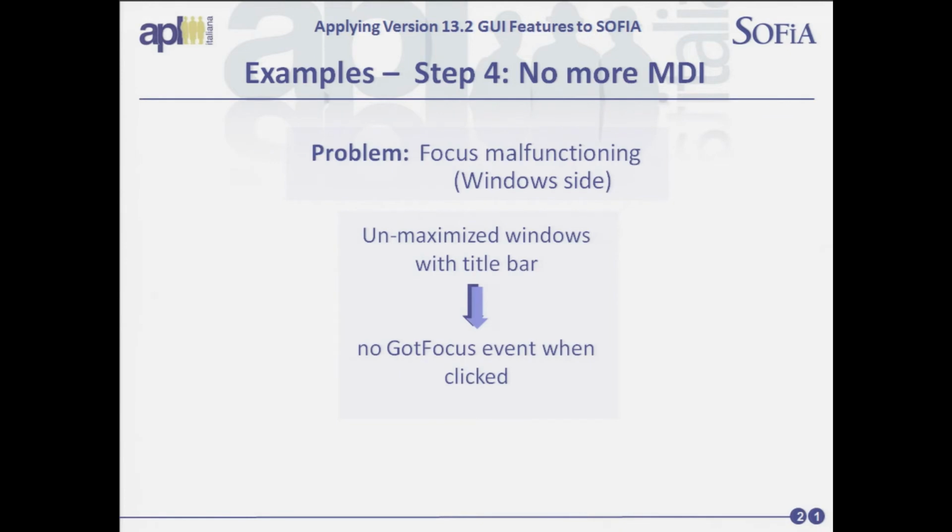And the main problem in this step was the fact that before, with the MDI, all the events and the focuses were managed by the MDI itself, while now we have to do it by hand. And we discovered, for example, a focus malfunctioning, which is actually not a dialog problem, but a Windows side problem. It's the following. When you click with the mouse on an unmaximized window with the title bar, no got focus event is reported. That means, for example, that you cannot select a section of the text with the mouse. And so we have to find a way to force the got focus event.